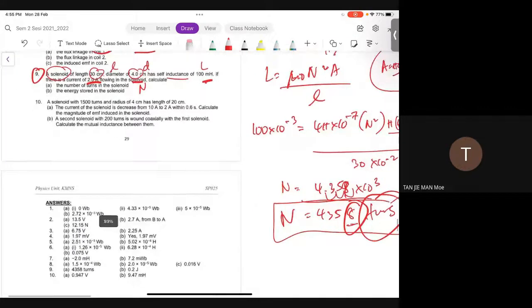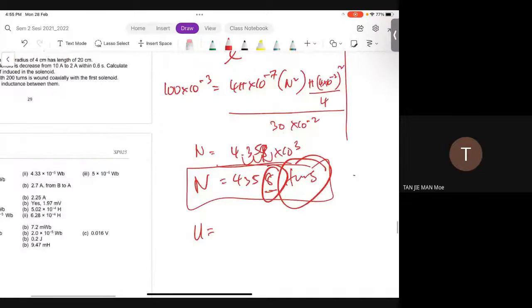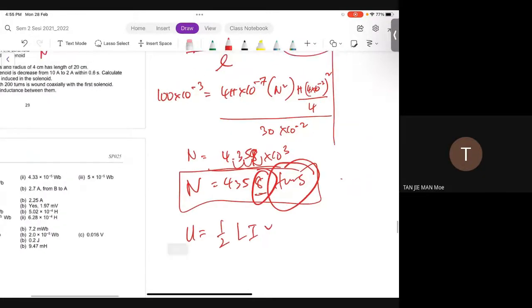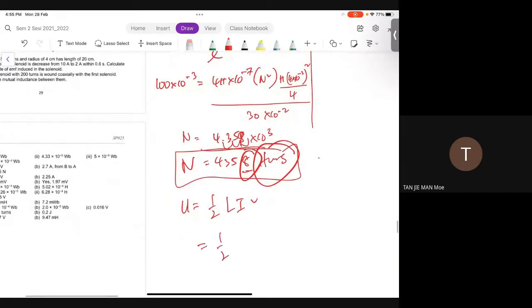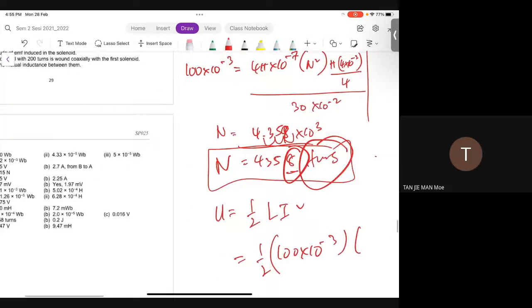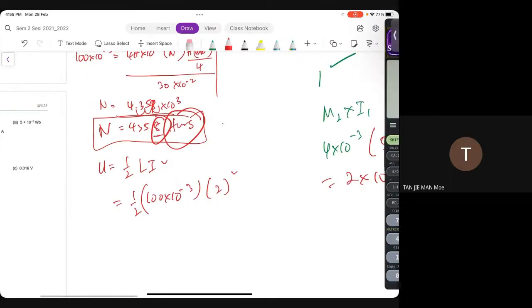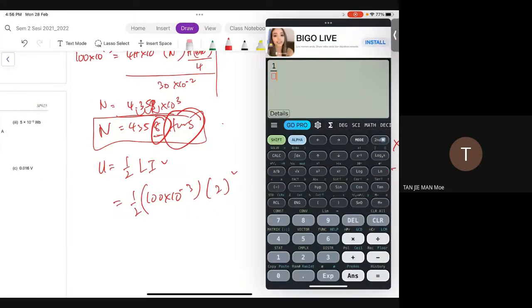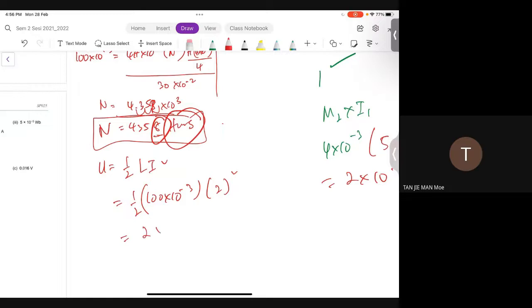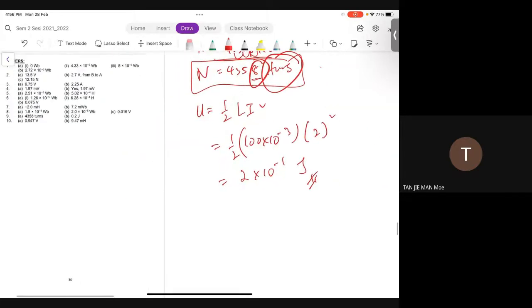Alright, question number B. They ask you to find the energy stored. So U equals half L I squared. Is L given? L is given. I is given, 2 ampere. So you get half times 100 power of negative 3 times 2 squared. So the answer is 2 power of negative 1, which is 0.2. We rarely write negative 1 like this.